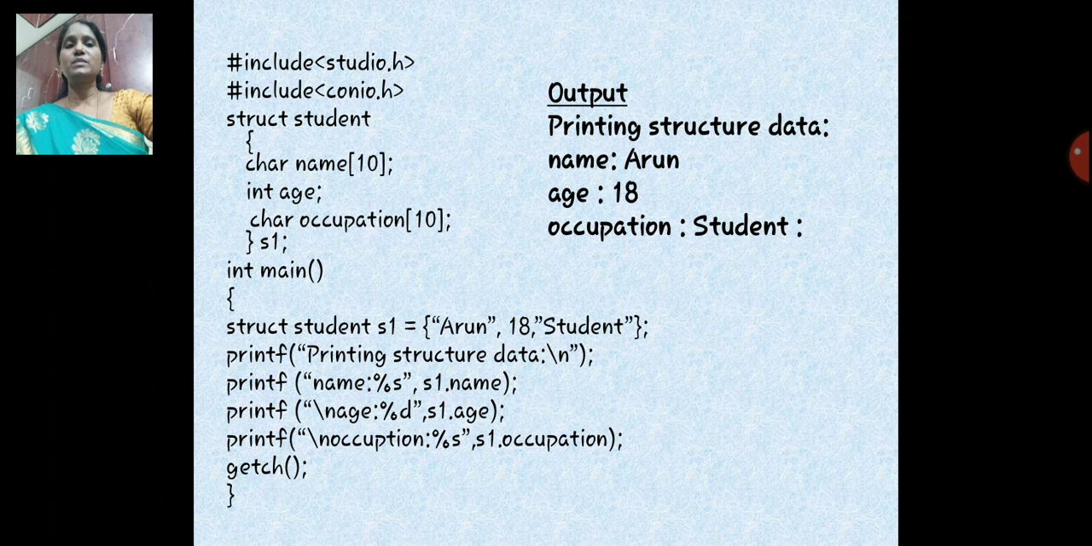So with the help of S1, we are initializing all the structure data. Okay, for name we are giving Arun, for age we are giving 18, and for occupation we give student. That's it, we have initialized.